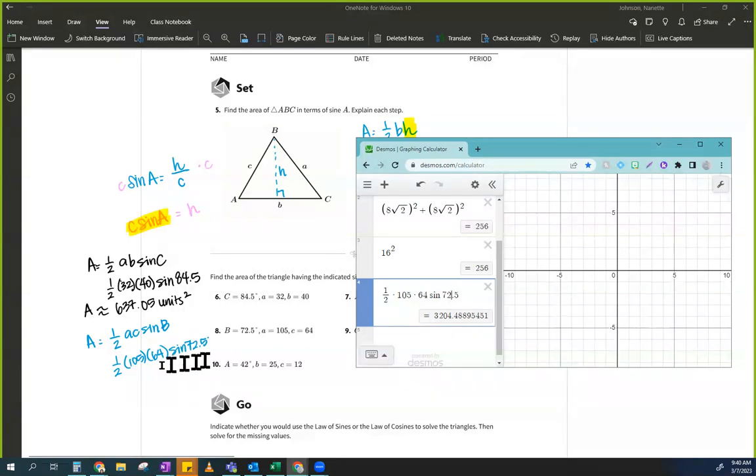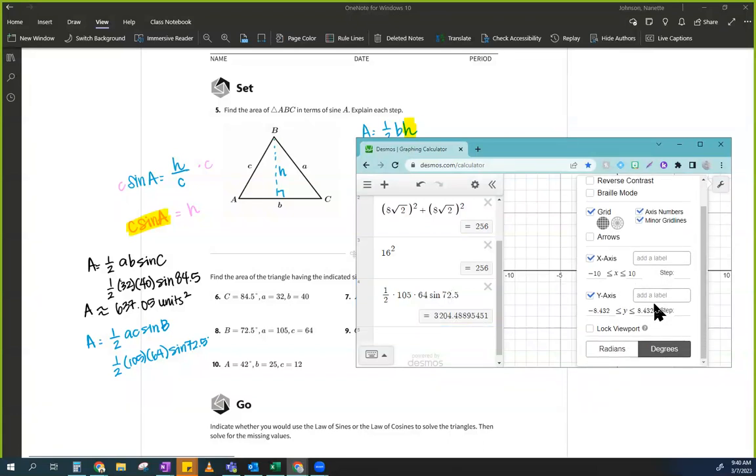Let's see. 105, 64, 72.5, sine, perfect. I already checked if I was in degrees. So 3,204.49. 3,204.49 units squared.